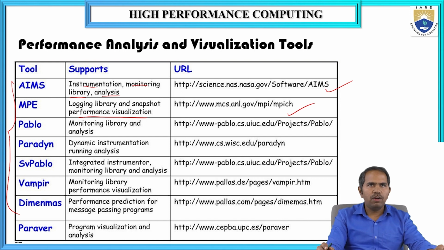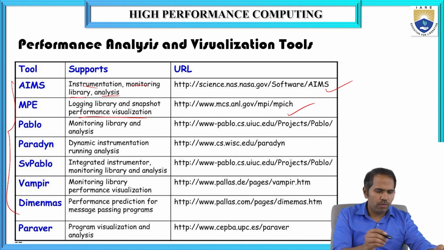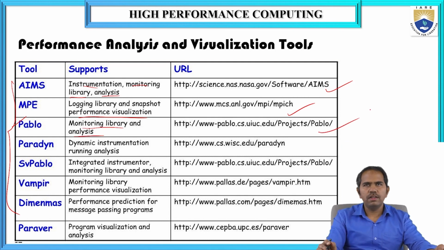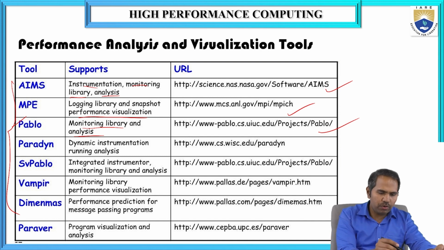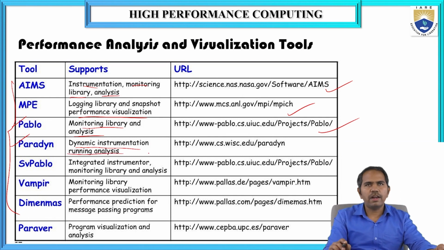And then the third one is Pablo. So Pablo supports monitoring library and analysis. This is the URL location. And Paradyn, PARADYN, which has to be supported with dynamic instrumentation and running analysis. So this is the URL address for this.